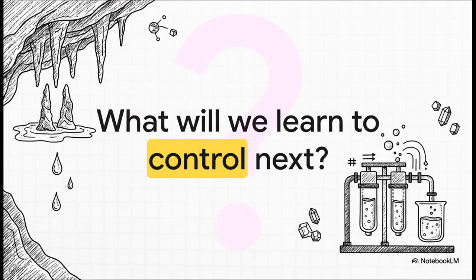And here's the thing, this isn't just theory in a textbook. These very principles are at work all around us, from the slow, patient process of stalactites forming in a cave to the high-tech industrial purification of life-saving medicines. Understanding this stuff, understanding chemical equilibrium, gives us the power to manipulate the world around us, which really just leaves one question. What are we going to learn to control next?